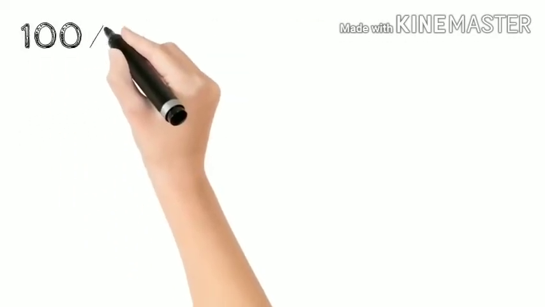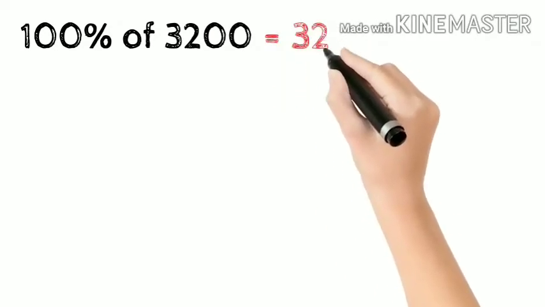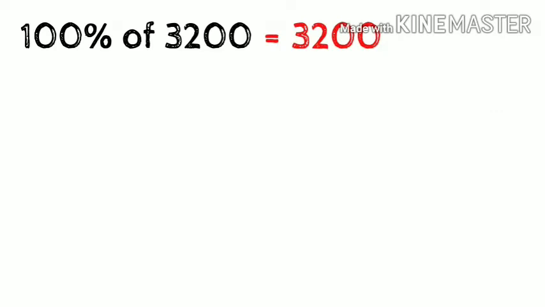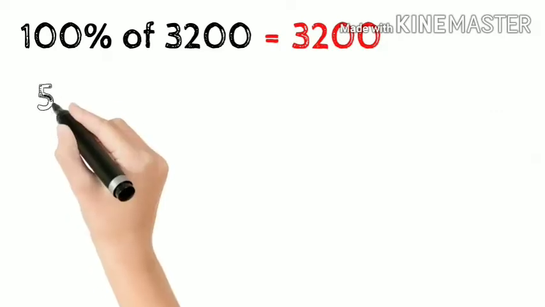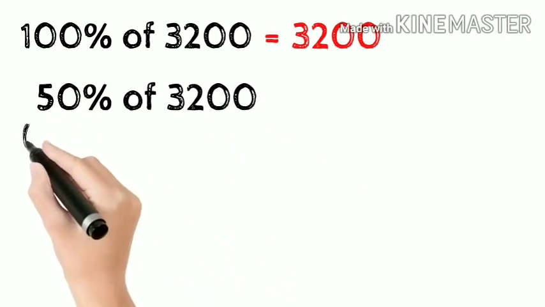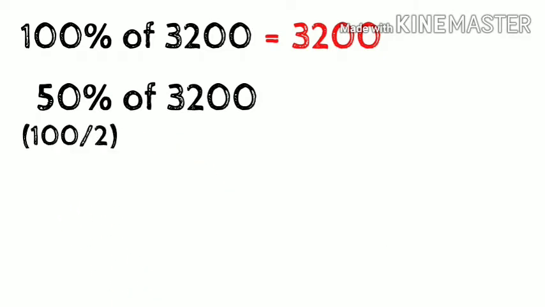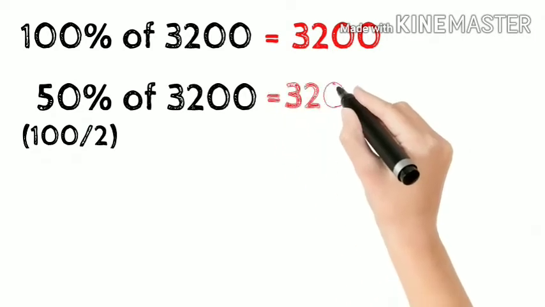Let's understand one more beautiful concept. What is 100% of 3200? From earlier we know that it will be the number itself, so it is 3200. Now what is 50% of 3200? As we know, 50% equals 100% by 2, so the answer will be 3200 by 2, so it will be 1600.